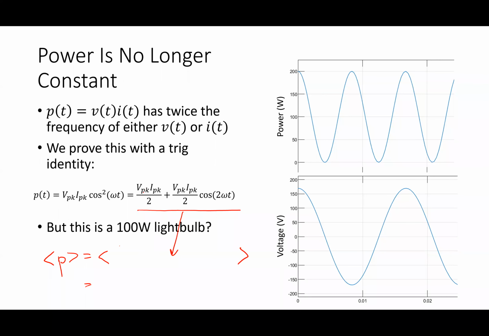V peak I peak over 2, those are constant numbers. I can figure those out from solving Ohm's law in the circuit. The average value is just going to be V peak I peak over 2. In this particular case, I do 169 as the peak voltage, and my peak current works out to be, if you look at the picture, something like 1.17. Divide by 2, and you work out that's about 100 watts.